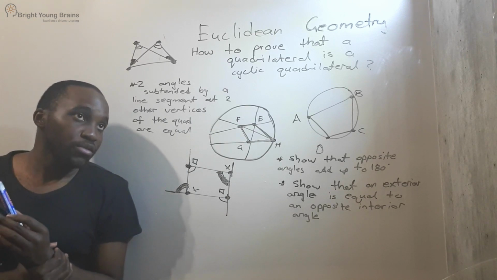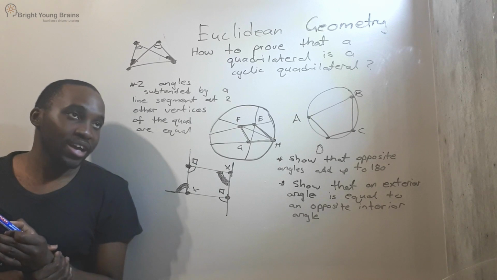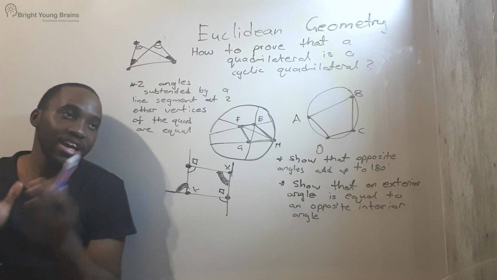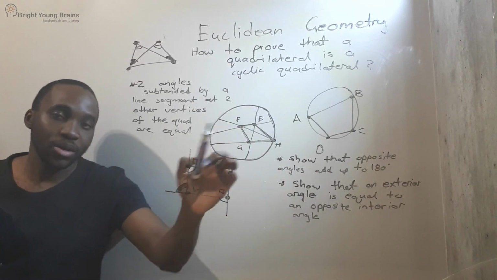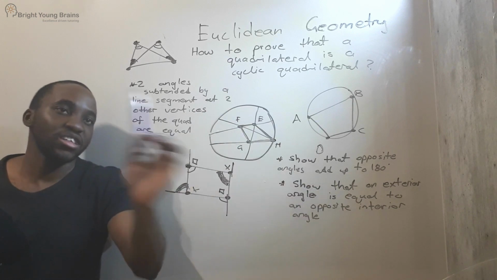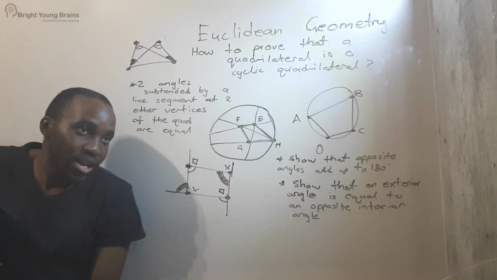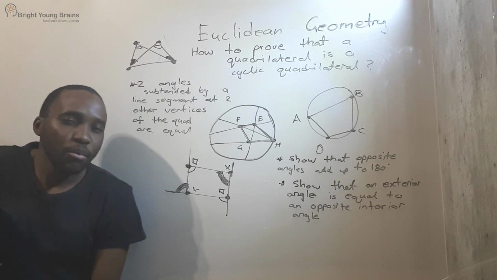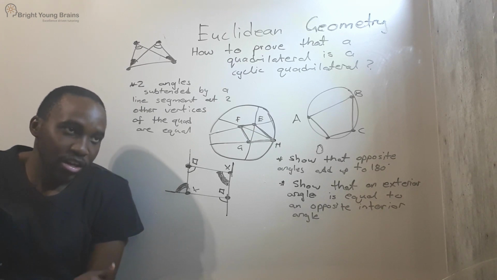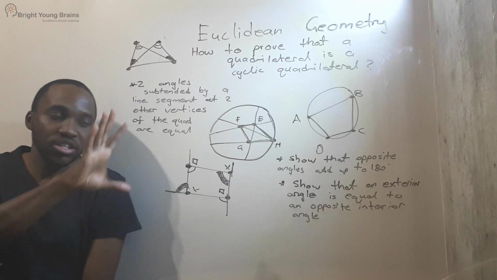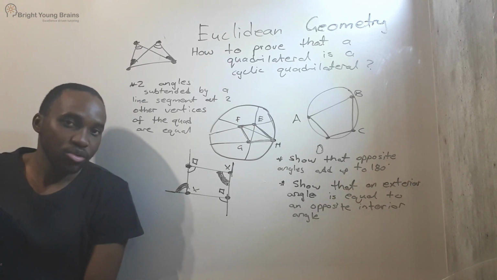So in terms of proving that a four-sided shape is a cyclic quadrilateral, these are the three things that you would need to do. So don't worry about coming up with your own methods, because in grade 12, these are the three ways that you'll be able to answer this question.